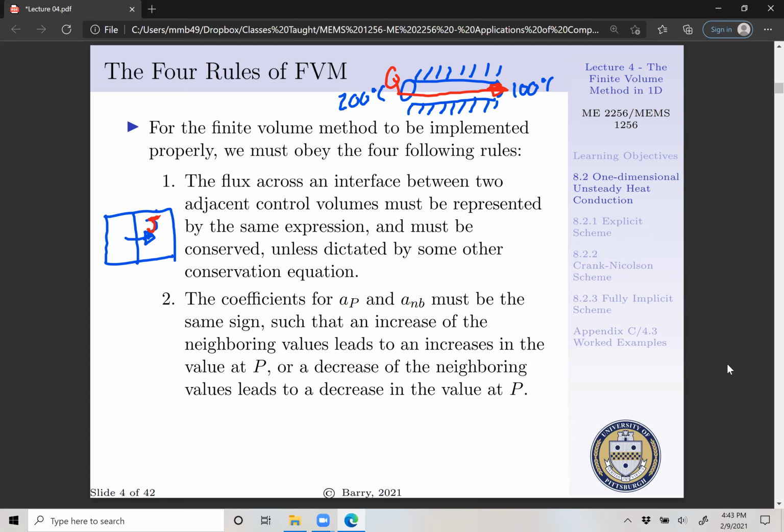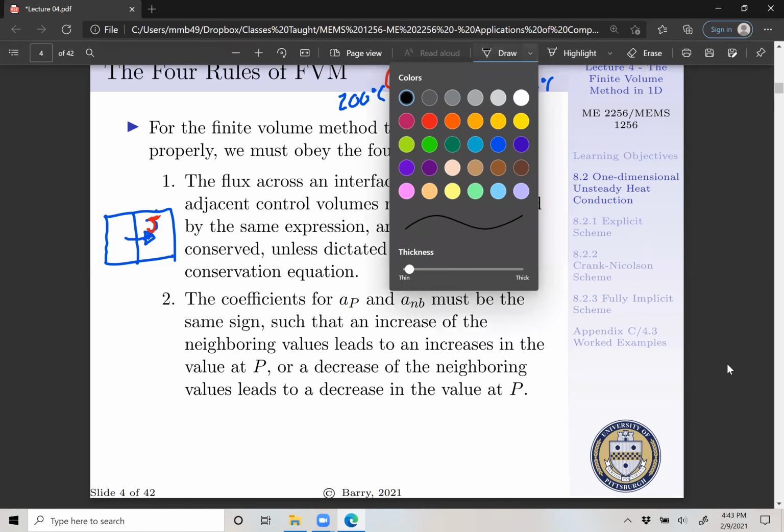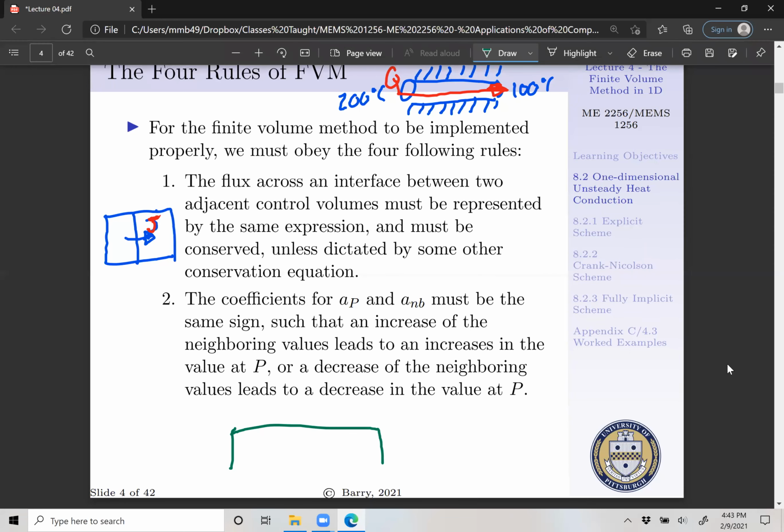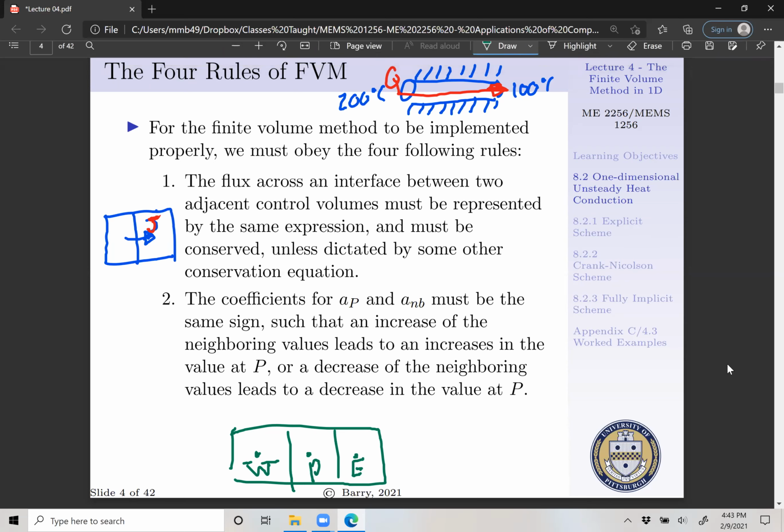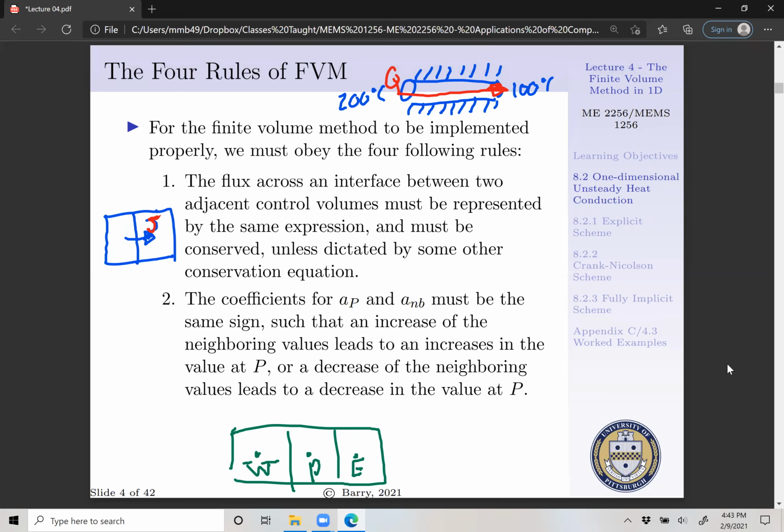Now, another rule to ensure that our solution makes mathematical sense. Let's look at our stencil, where we have our west cell, our centered cell, and our east cell. Our second rule states that the coefficients of AP and our coefficients of our neighboring cells, i.e. A west and A east, must have the same sign. And we do have that in our equations. Now you say, whoa, you put the others as negative. Well, in the equation we cast, they're all positive.